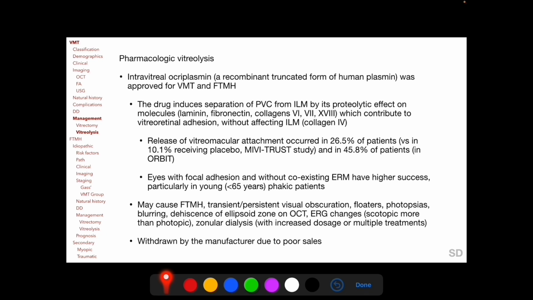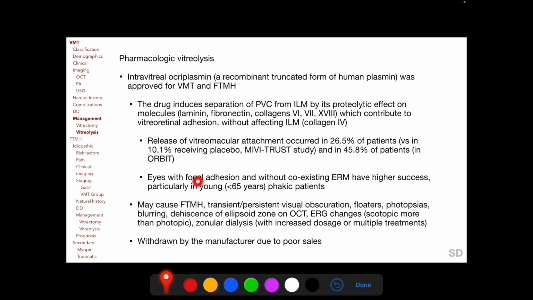Vitreolysis with either intravitreally administered drug or gas is a treatment alternative for eyes with vitreomacular traction and full-thickness macular hole. Intravitreal ocriplasmin, a recombinant truncated form of human plasmin, was approved for use in eyes with vitreomacular traction and full-thickness macular hole. And in phase 3 and phase 4 studies with this drug, release of vitreomacular attachment occurred in 26.5% of patients and in 45.8% of patients being injected with this drug, respectively.